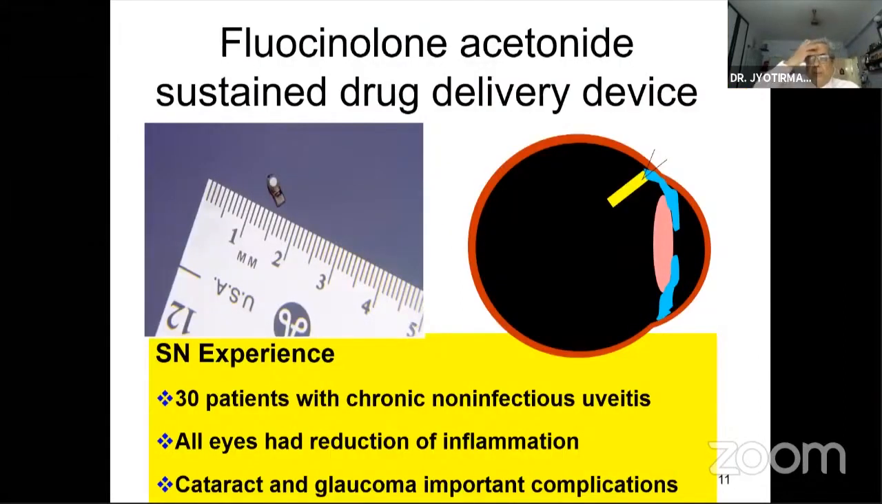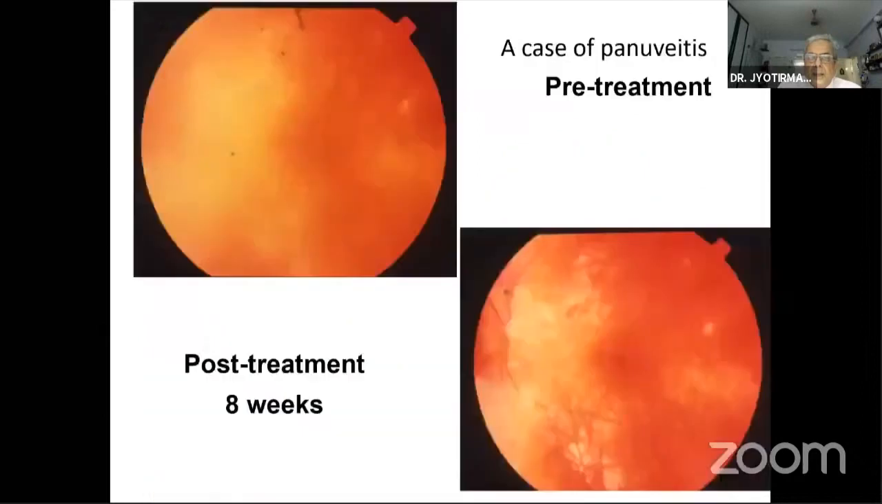So this is a fluocinolone acetonide device. We did 30 patients with chronic non-infectious uveitis. All eyes had reduction of inflammation, but cataract and glaucoma are the important complications which we faced. Next. This is one of the cases of panuveitis, pre-treatment and post-treatment, 8 weeks after. You can see the marked resolution of inflammation, with the vitreous haze completely disappeared. Next.